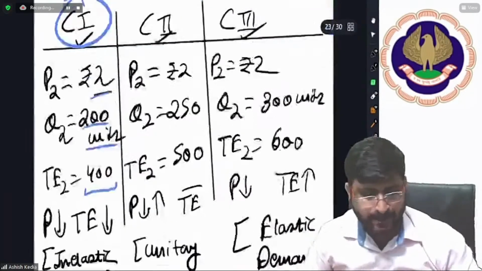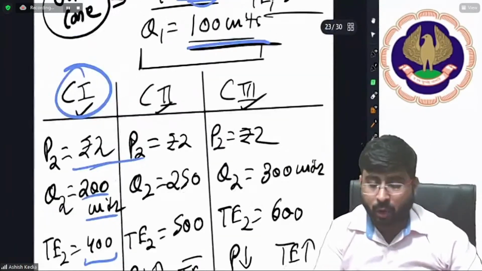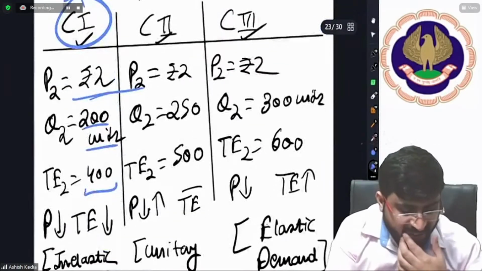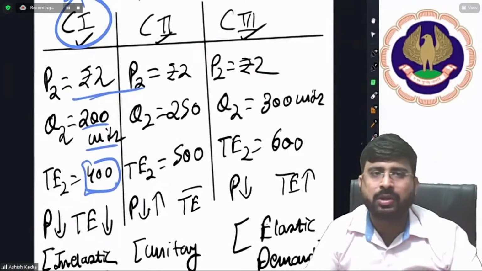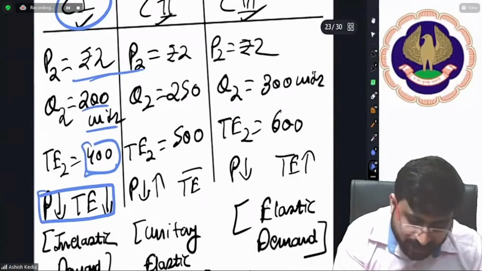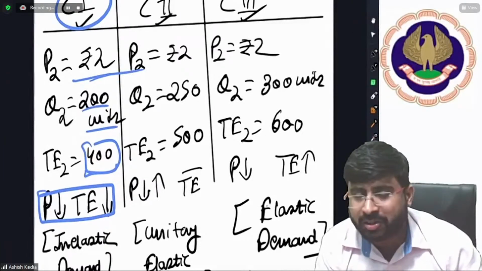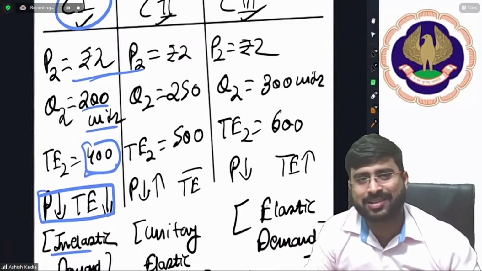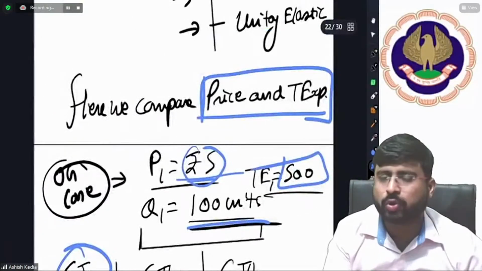Now pay attention. Here price was 5 rupees, price has gone down to 2 rupees. What has happened to total expenditure? Total expenditure originally was 500, it has gone down to 400. So when price is going down, total expenditure is also going down. Same direction. So my dear friends, when price and total expenditure are in the same direction, then as per total outlay method or total expenditure method, demand is said to be inelastic in nature. Got it? Let's go to case 2.